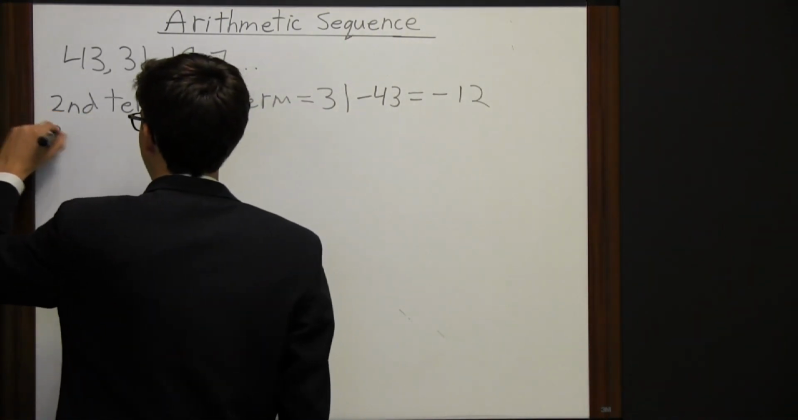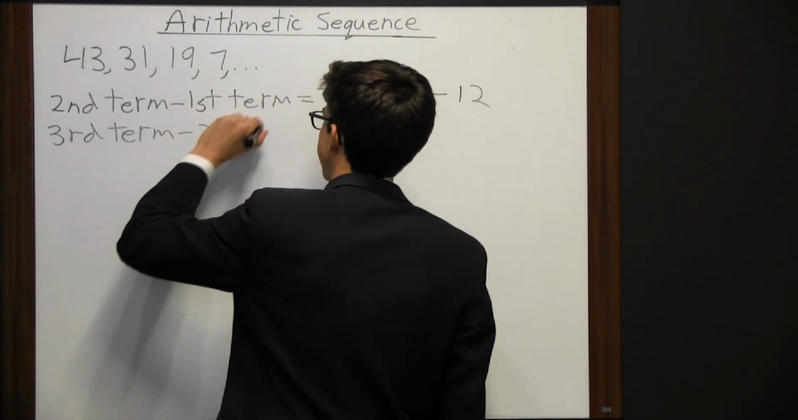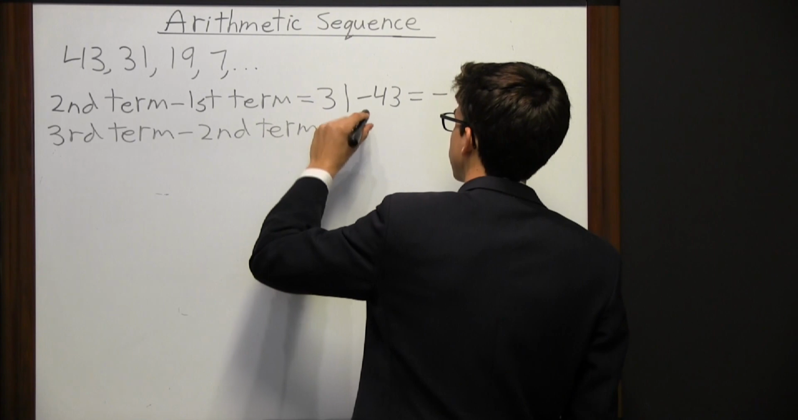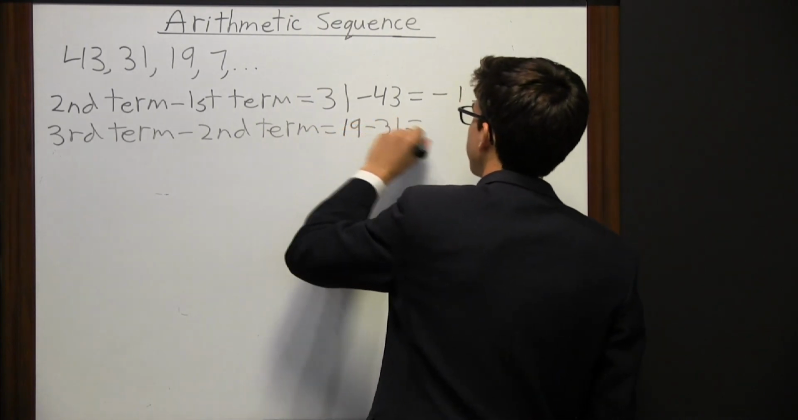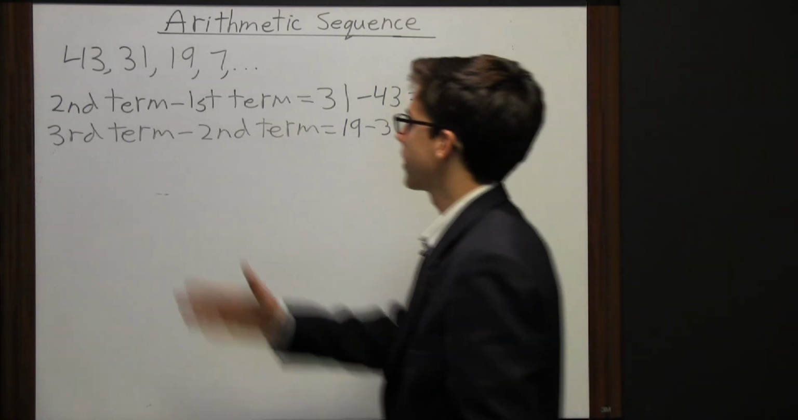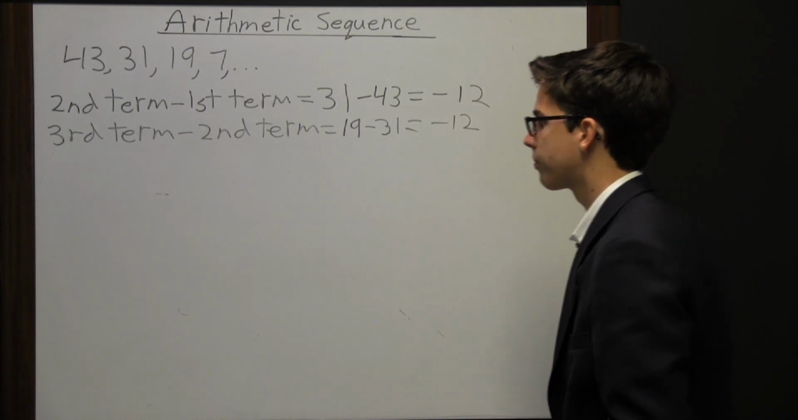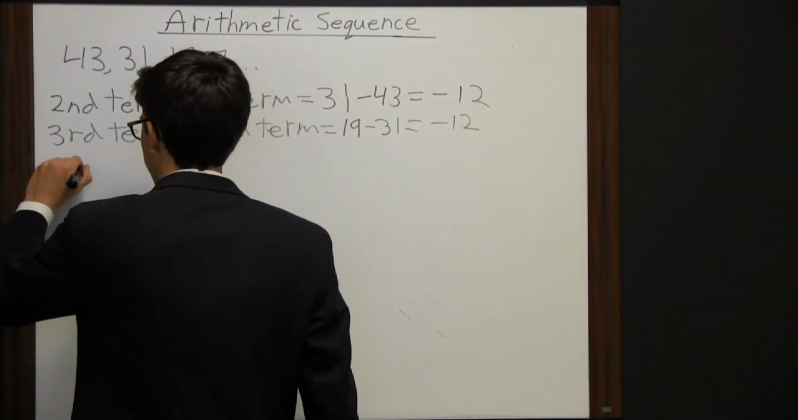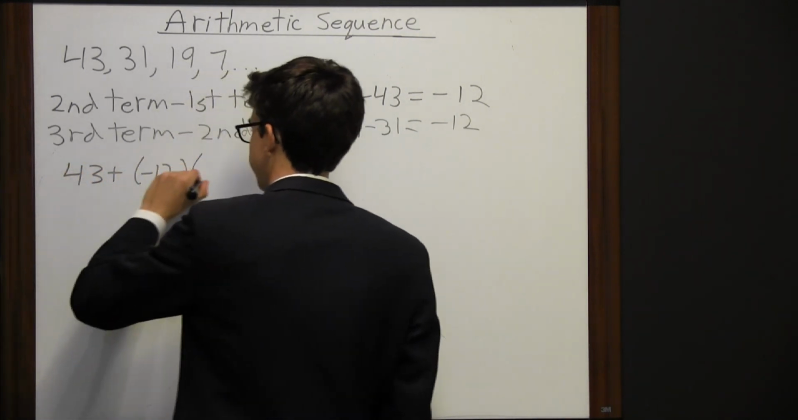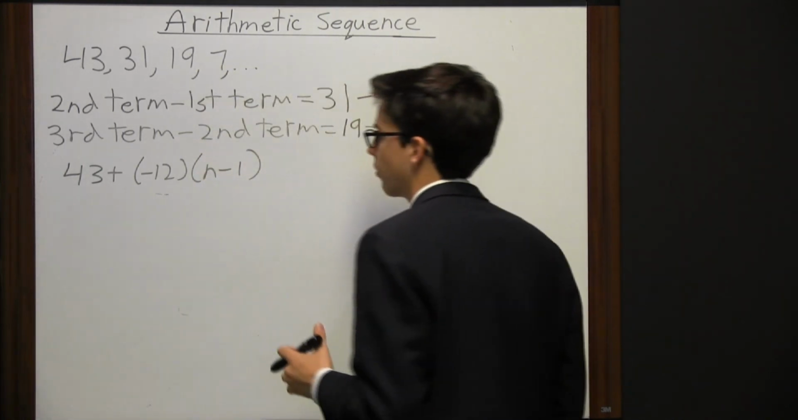Now, if we were to continue that and do the third term minus the second term, then we get 19 minus 31, which again gets us negative 12. So we're realizing here that each successive number is 12 less than the one before it. So by looking at this, we can come up with an equation to represent this. And so this is the equation we've come up with.